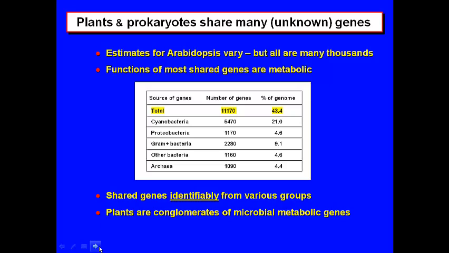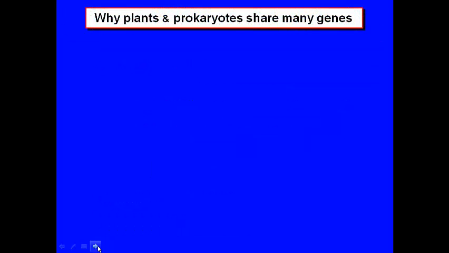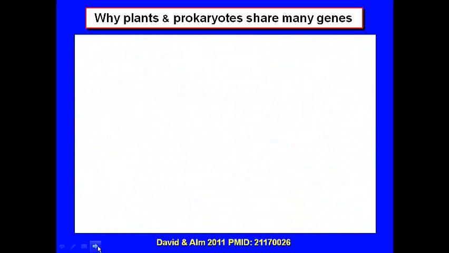So that gives you many opportunities for doing comparative genomics of these unknown proteins, or looking for candidates for functions that we know, because you've got this wonderful shared overlapping gene families between plants, animals, prokaryotes, fungi. A little digression on why plants and prokaryotes share many genes, and this comes from a really wonderful paper by David and Alm a couple of years ago. It gives you a big picture evolutionary rationale.